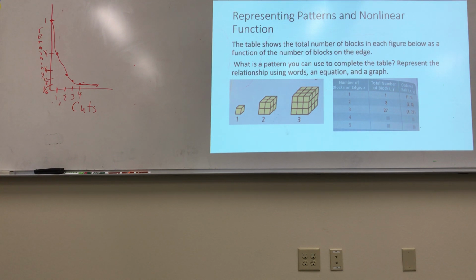The table shows the total number of blocks in each figure as a function of the number of blocks on the edge. What is the pattern you see to complete the table? Represent the relationship using a word, an equation, and a graph. Oh, we're going to love these questions. Alright. So, first off, what is the pattern you can use to complete this?